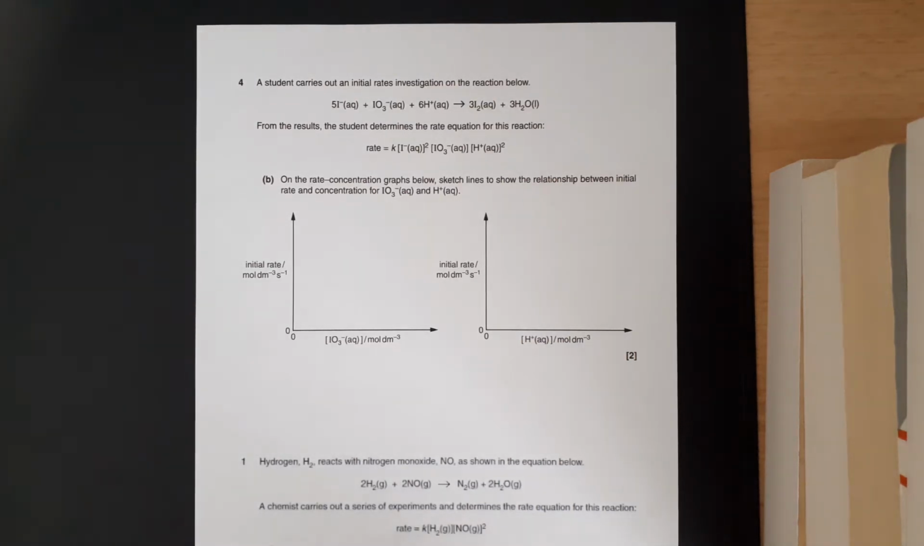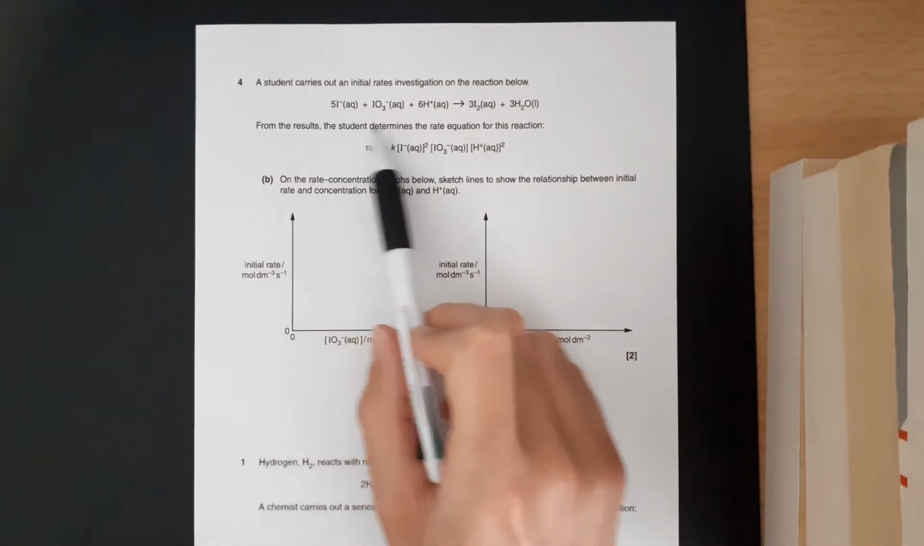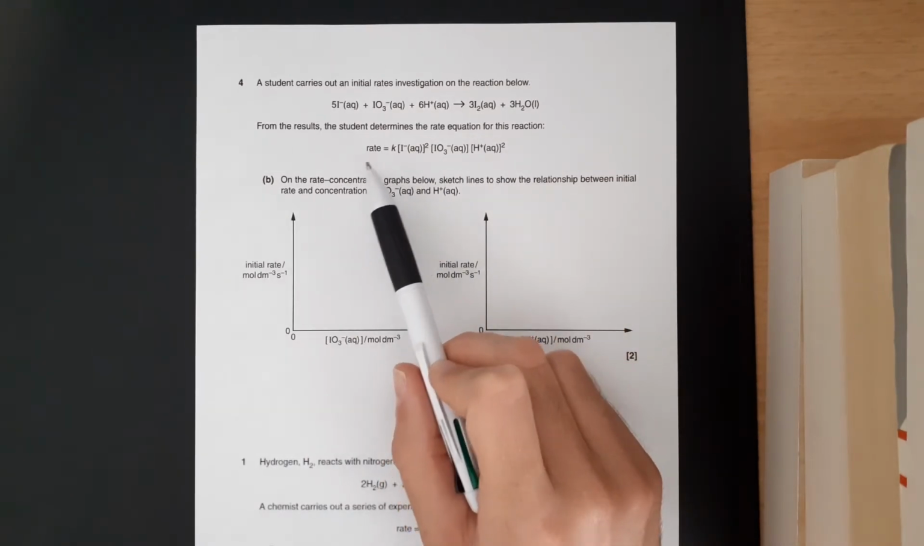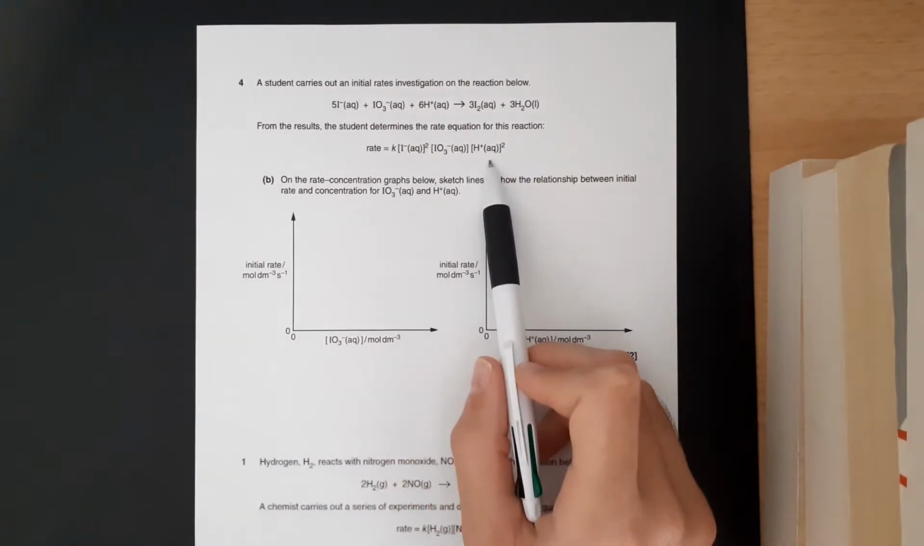Hi everyone, and welcome to the third of 4 videos where we're looking at some past exam questions on rate concentration graphs and also on the rate determining step. We've got some shorter questions in this video. This first one, we've got an equation here, and they've given us the rate equation. We know what's going on.